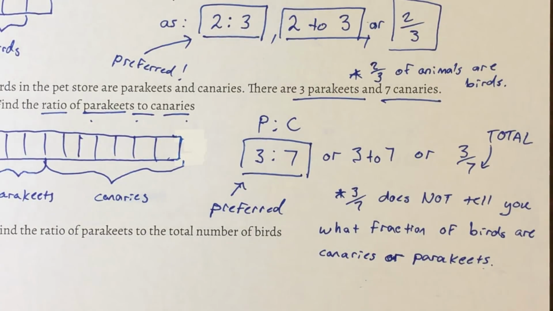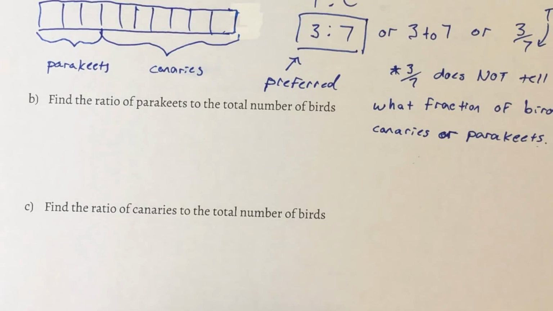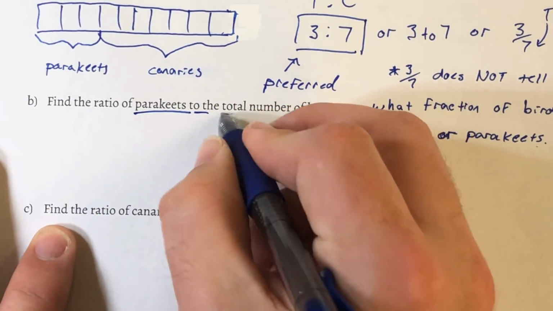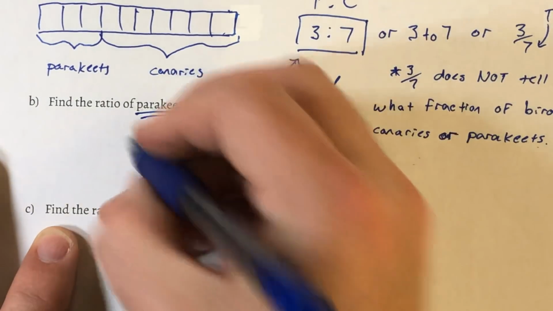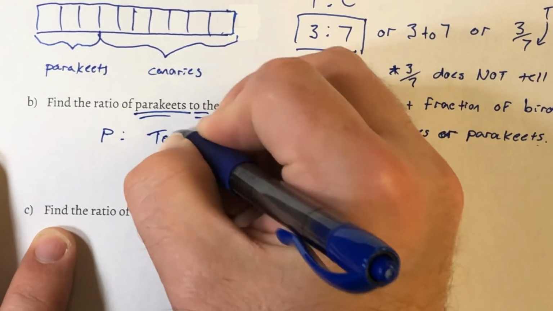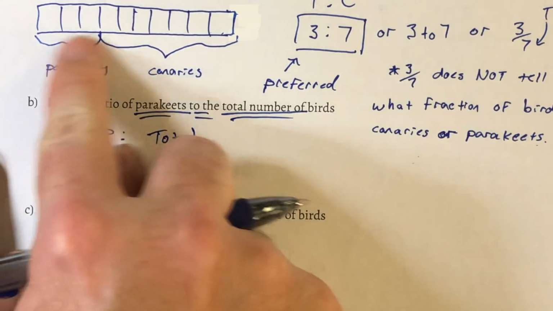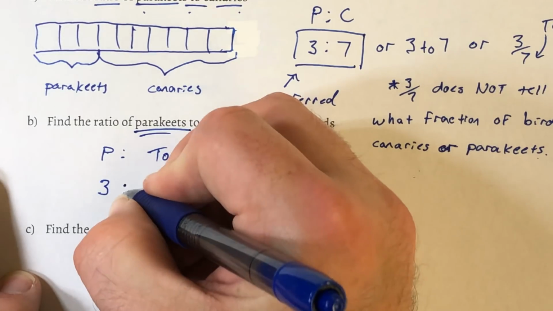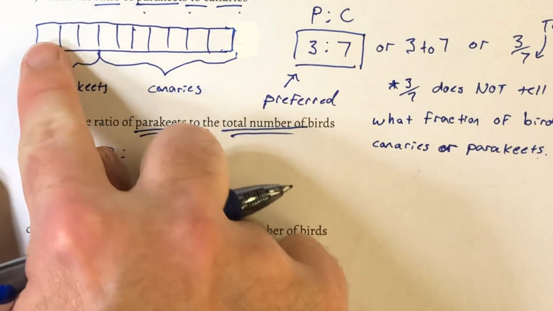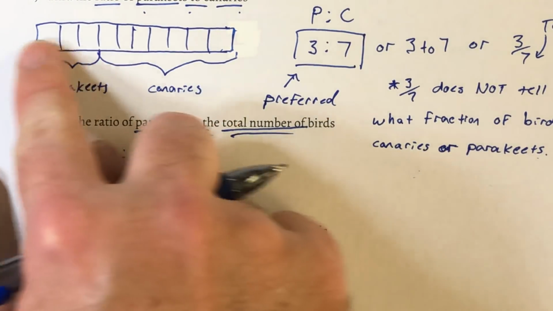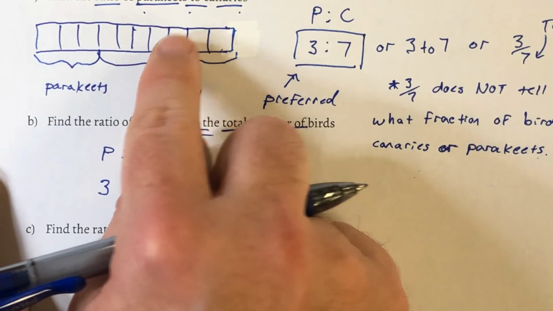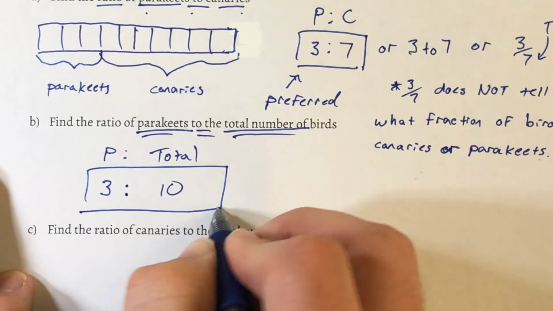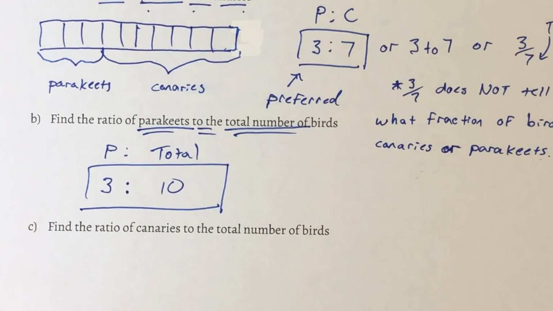All right. Part B. Find the ratio of parakeets to total number of birds. So parakeets to total. Parakeets, 3. So we're going to use the information we did up there. All right, total. Well, since we drew our picture, we can easily see 1, 2, 3, 4, 5, 6, 7, 8, 9, 10. So our answer is 3 to 10. And we're happy because we can go on to the next one.